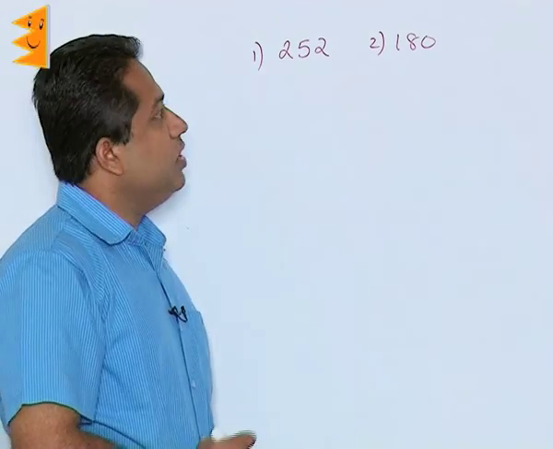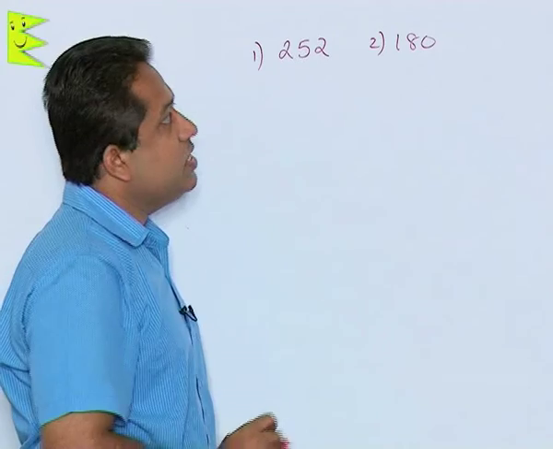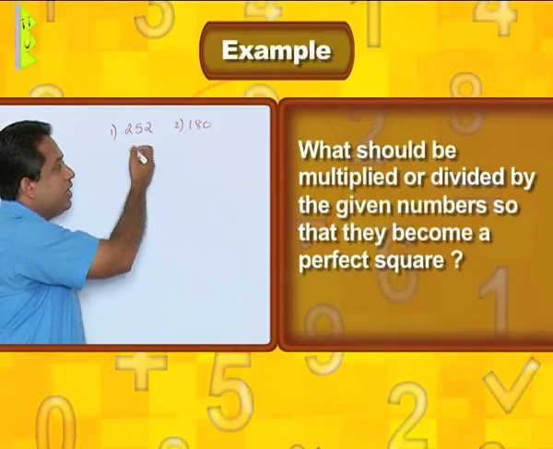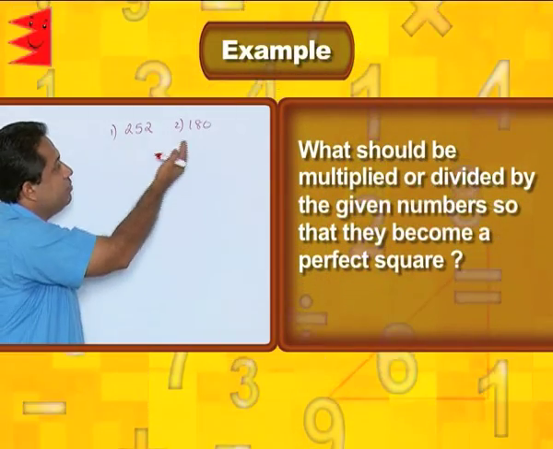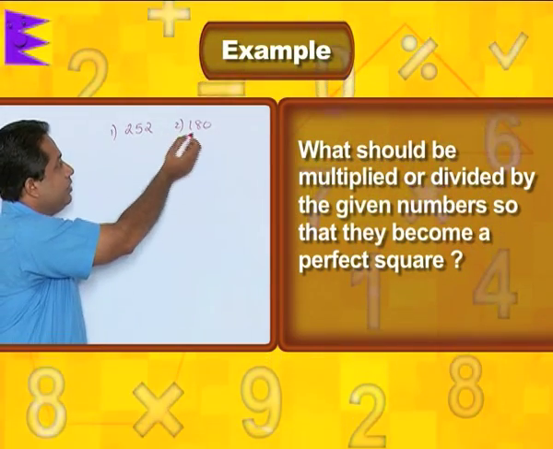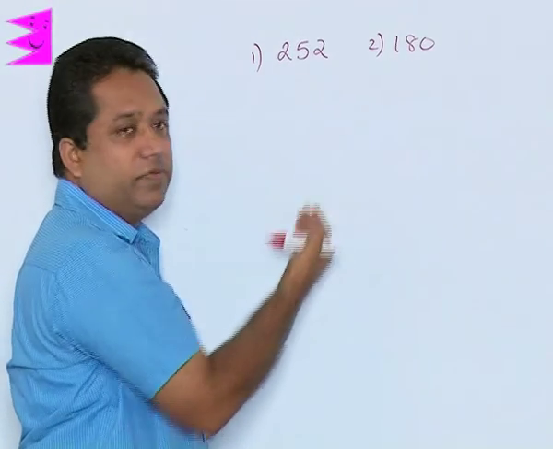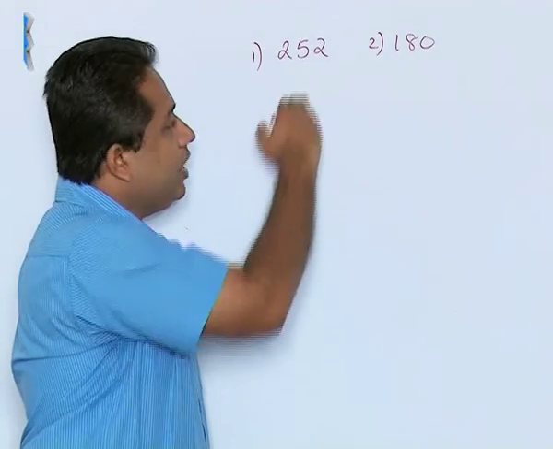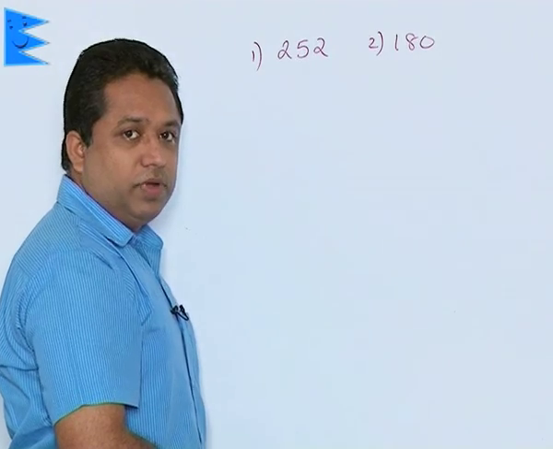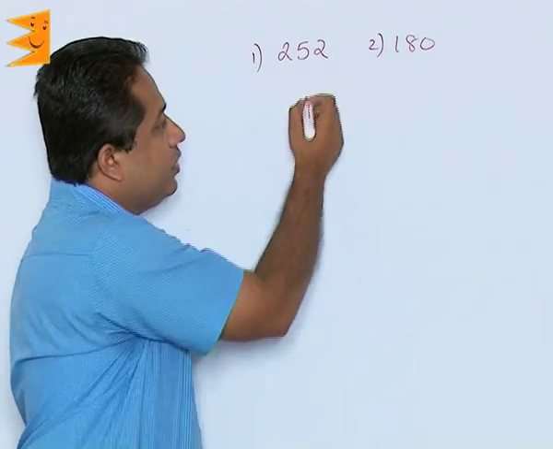Now here we have two numbers, first is 252, second is 180. Now the question is, by what number should I multiply and divide these numbers so that it becomes a perfect square? At the moment they are not perfect squares, but we can multiply 252 with some number to make it a perfect square, or we can divide 252 with some number to make it a perfect square. Similarly with 180. So let's try out 252 first.